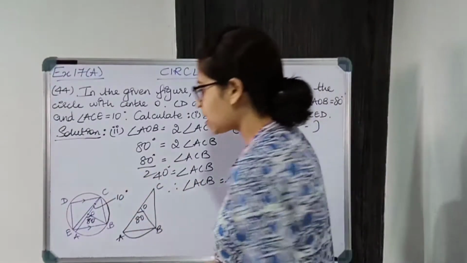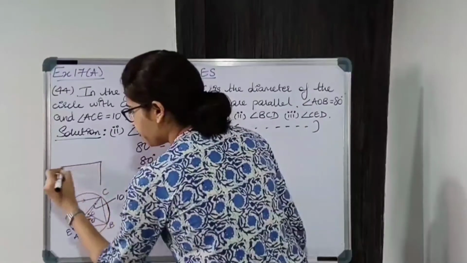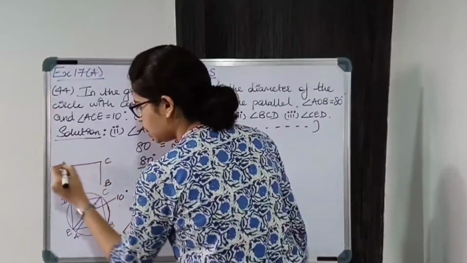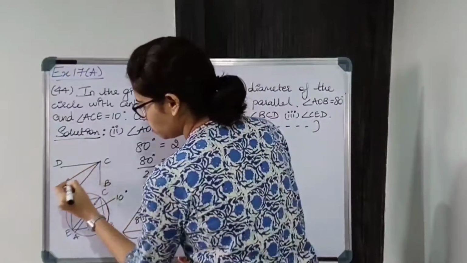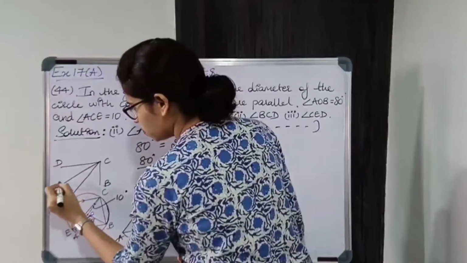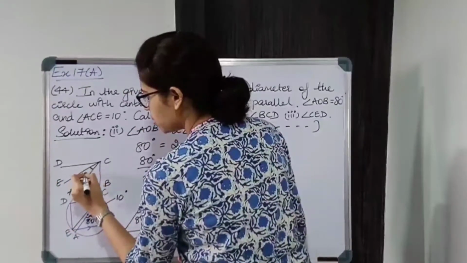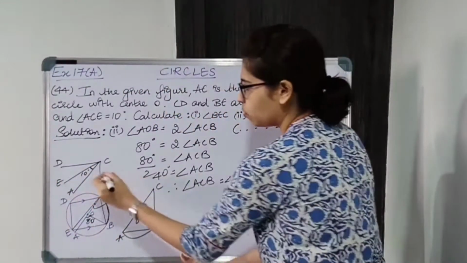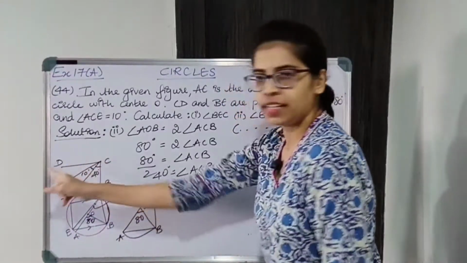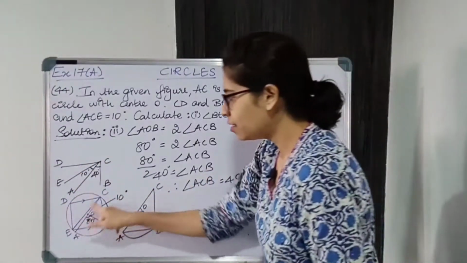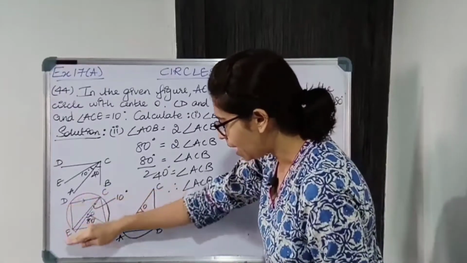So students, I'll draw this over here. BCD है. Okay, I know this is 10 degrees. ACB I just found it is 40 degrees. Okay, now I need to find ECD. For ECD we'll consider these parallel lines.